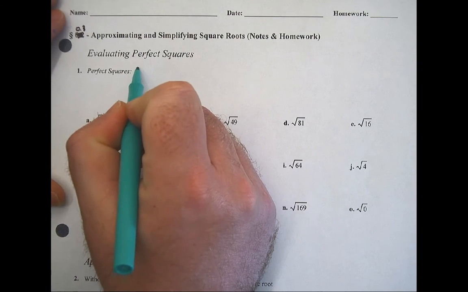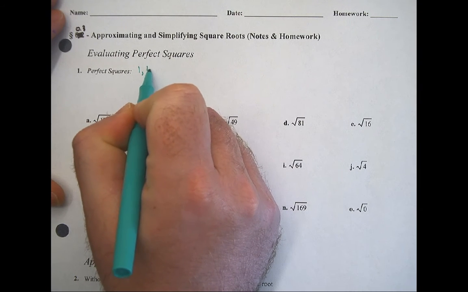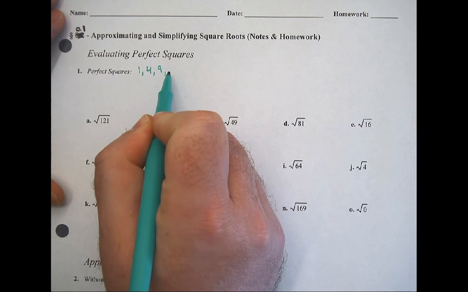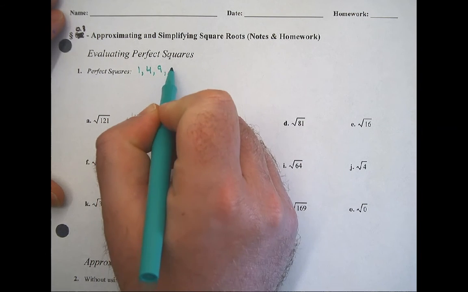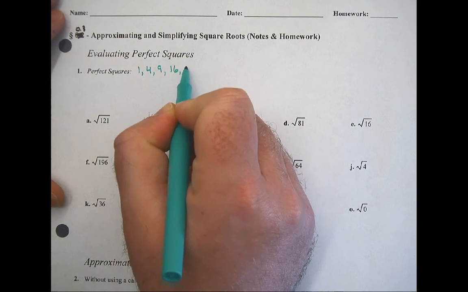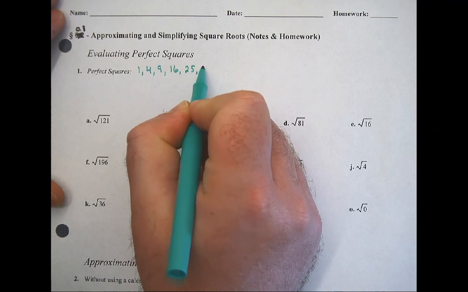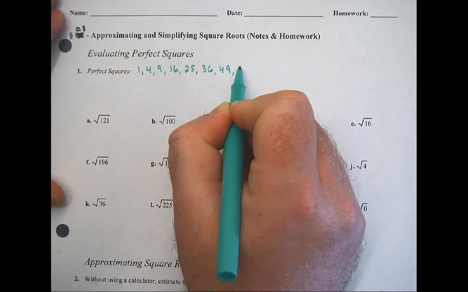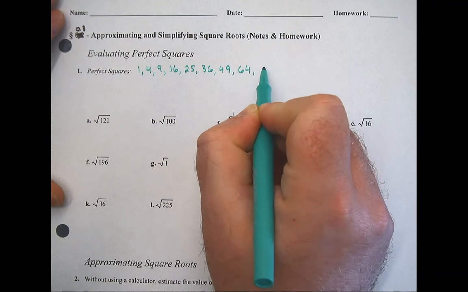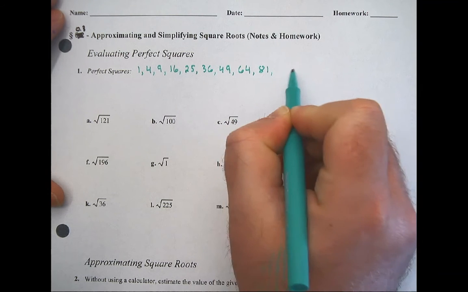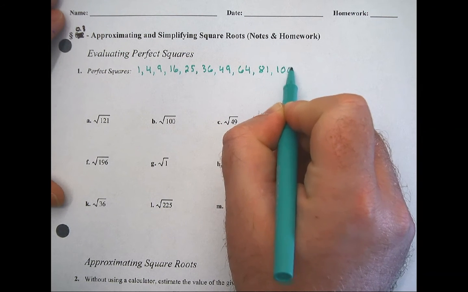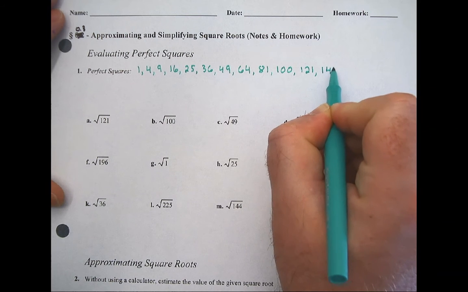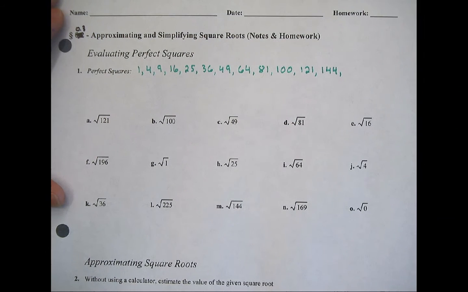So 1 squared is 1, 2 squared is 4, 3 squared is 9. See how that goes? 1, 2, 3. So the fourth one will be 4 squared. 4 times 4 is 16. Then we go to 25, 36, 49, 64, 81, 100, 121, 144. Now, I would hope everybody can get there.